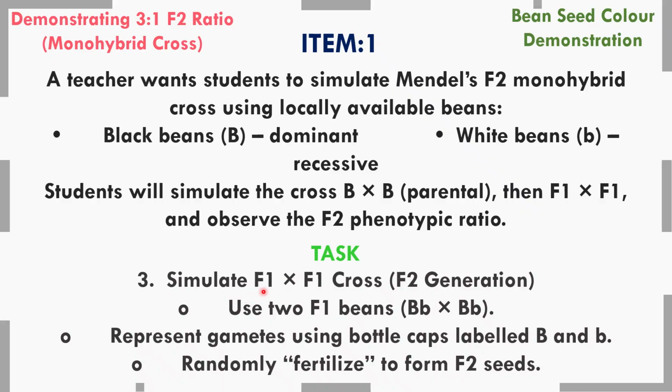Simulate F1 crossed with F1 to give the F2 generation. Use two F1 beans, capital B, small b, crossed with capital B, small b. Represent gametes using bottle caps labeled capital B and small b. Randomly fertilize to form F2 seeds.